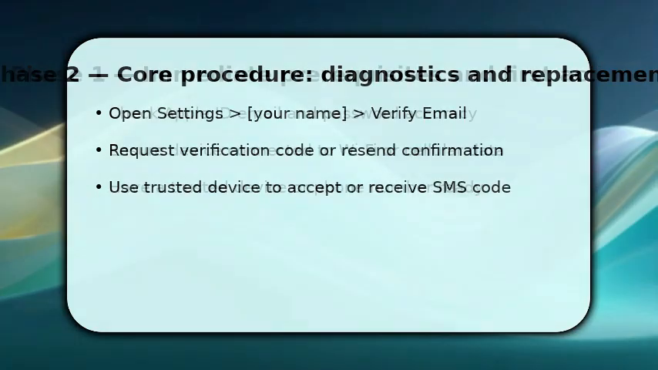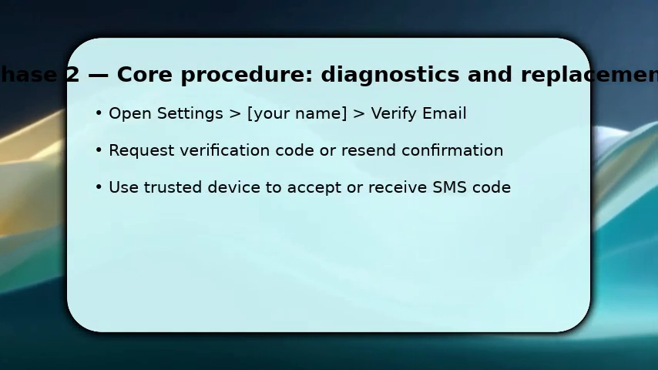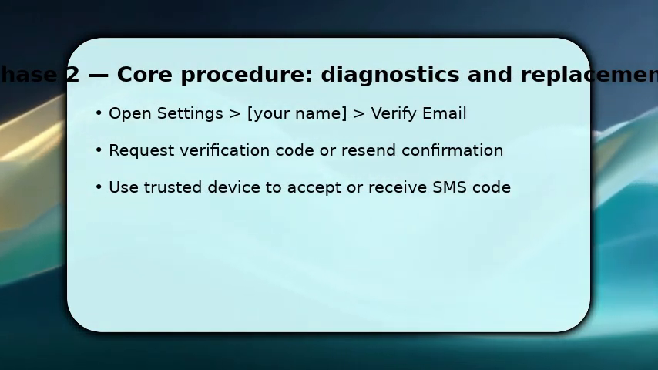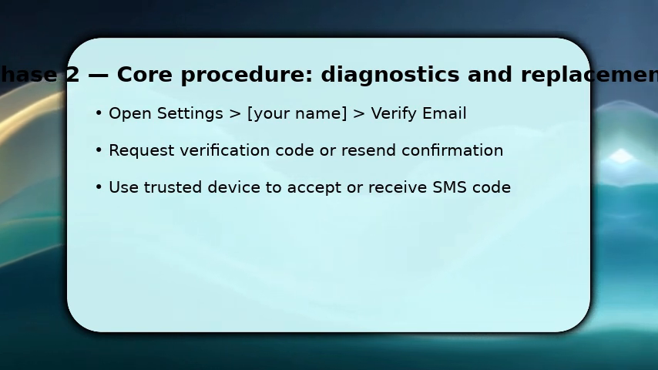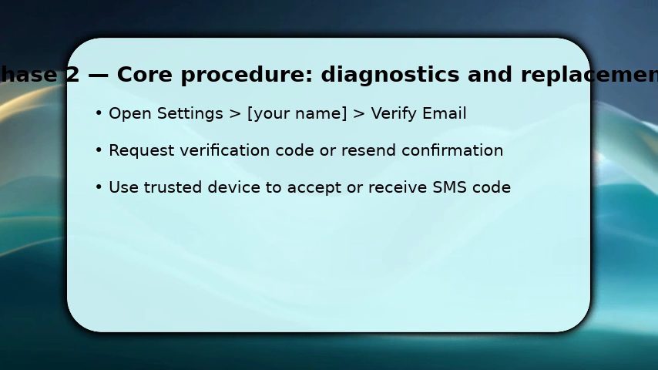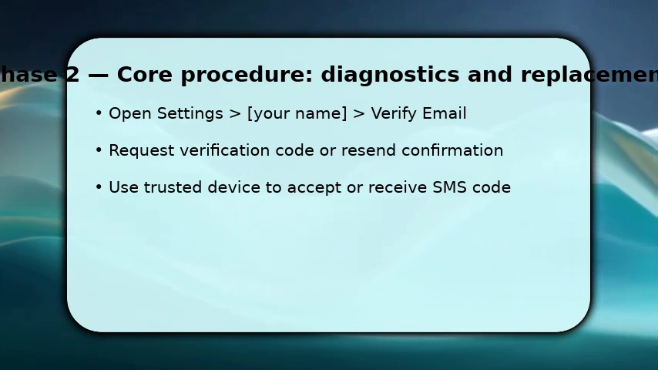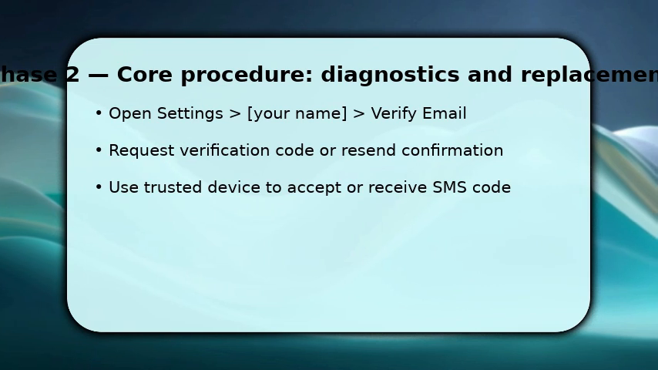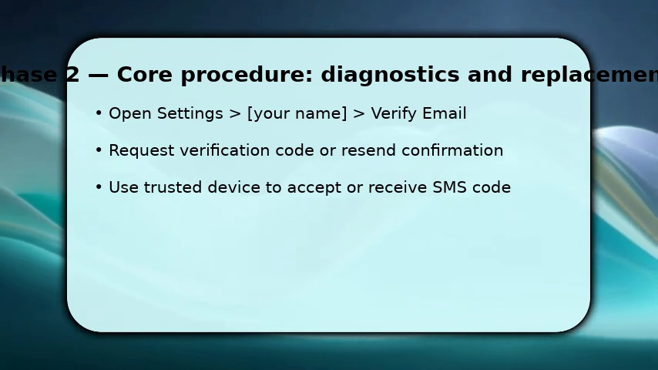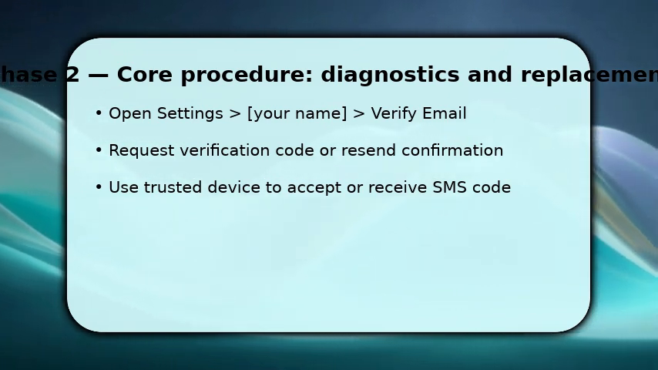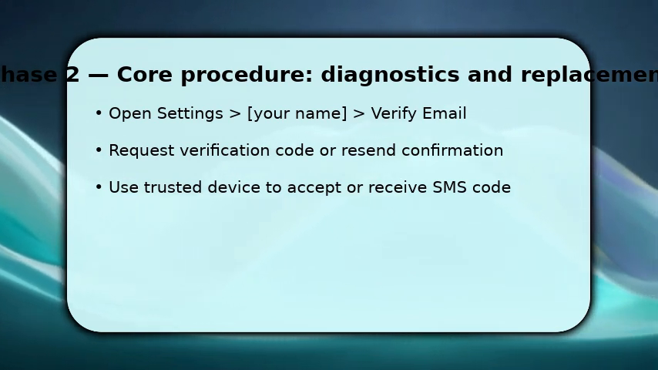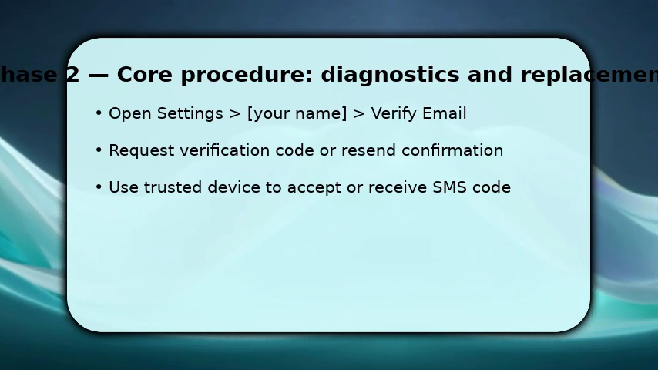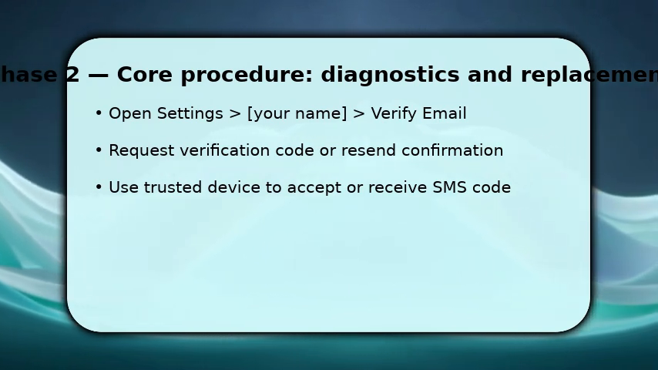Next, go to Settings on your iPhone or iPad, tap your name and choose to verify your email. When you request a verification code, Apple sends either an email link, an SMS, or a prompt to a trusted device. Choose the method you can access right now. Once the code arrives, enter it exactly as shown. Codes are time-limited. If a prompt appears on a trusted device, tap Allow. Then read the code aloud or type it into the verification field on your original.